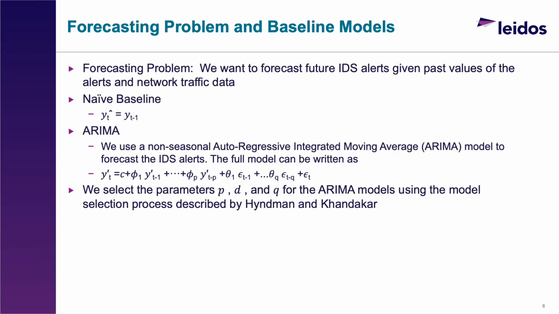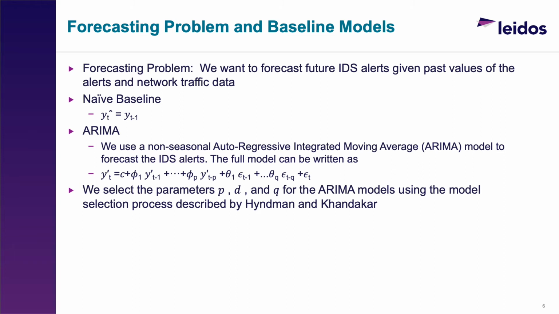And so for our forecasting problem, we're interested in forecasting future values of these IDS alerts. So things like how many network Trojans will be detected in the next 12 hours, basically, an hour by hour forecast. And we use the past values of the given IDS alert plus the network traffic data to try to forecast these. But we want to compare that to a couple baselines.